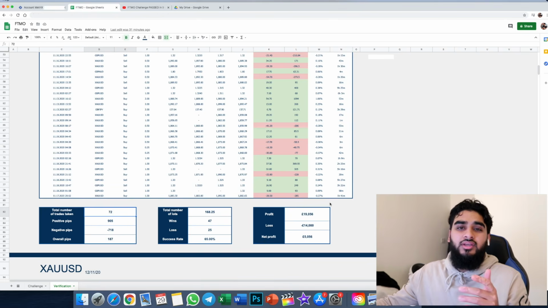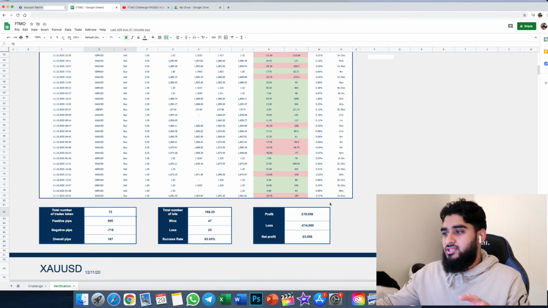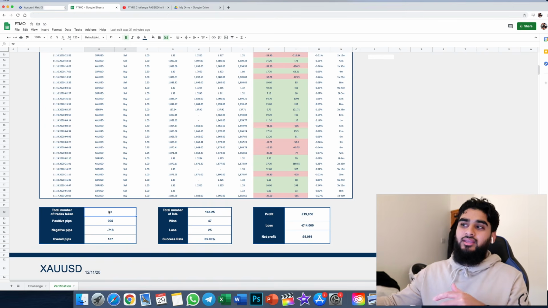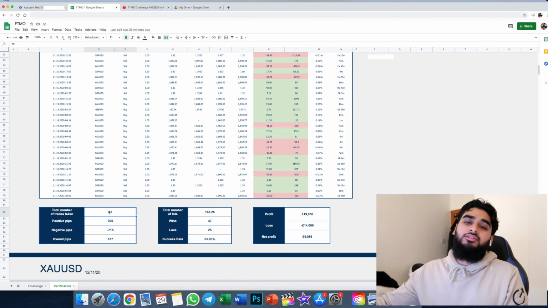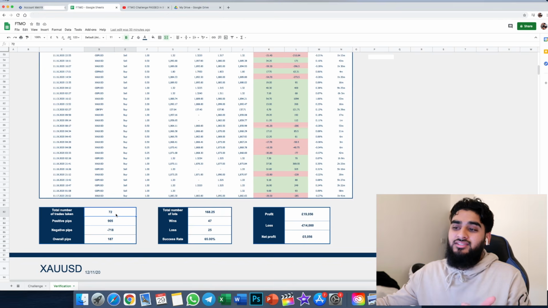A lot of these trades did hit break even because I was protecting my capital as much as possible. However, the trades that actually played out and hit either stop loss or TP, or I closed manually in profit, were about 72.